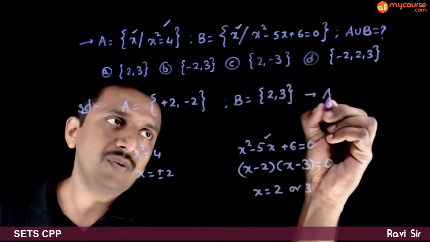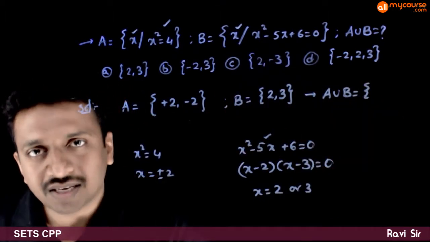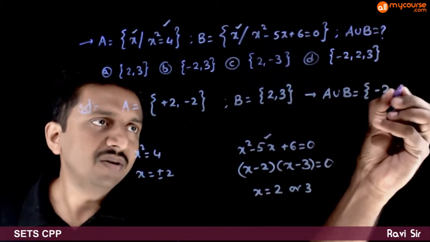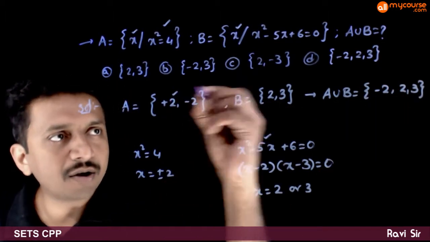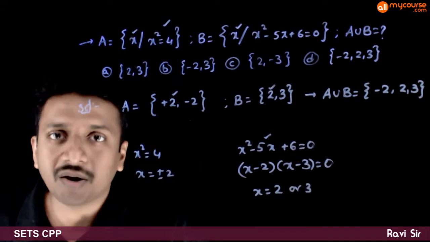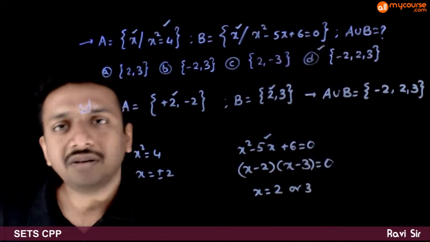So what is A union B? You need to combine both these sets. So you get minus 2, plus 2, and 3. You have to write the common elements only once. You cannot write them twice. So the answer is option D.